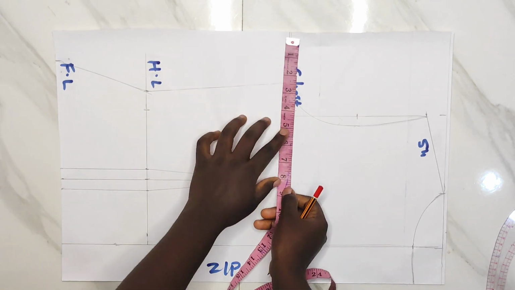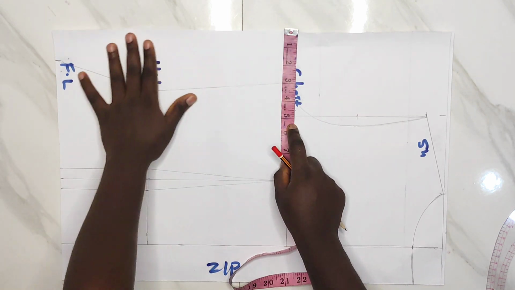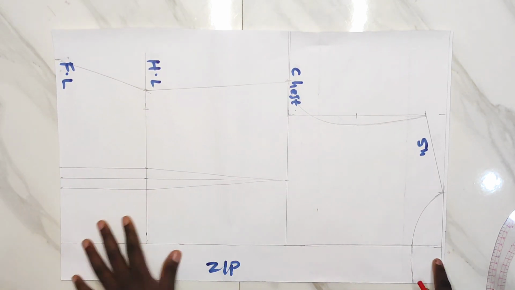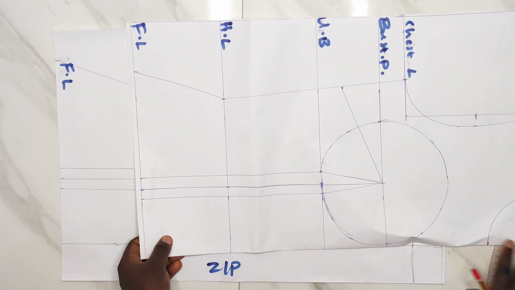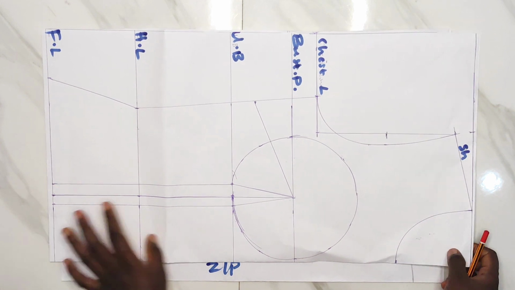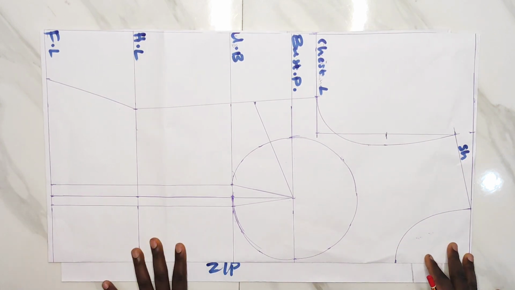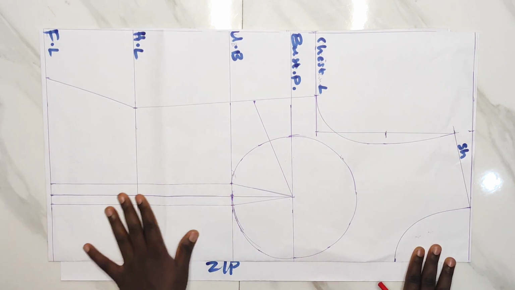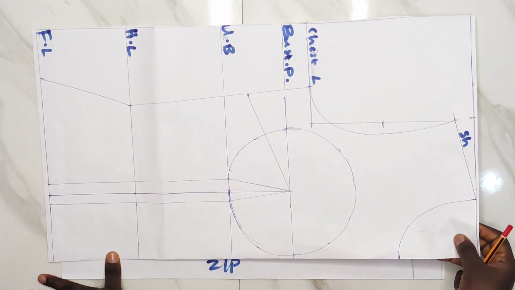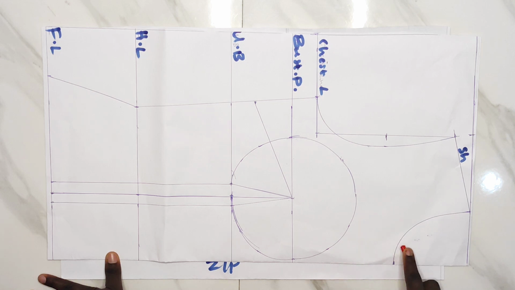So I'm going to leave the back pattern like so. I've already added my 3 inches for my sewing allowance or whatever I want to do at the back. So this is for the front pattern and then the back pattern. So this is how you draft your full scale basic bodice pattern for your corset or bustiers and so on.